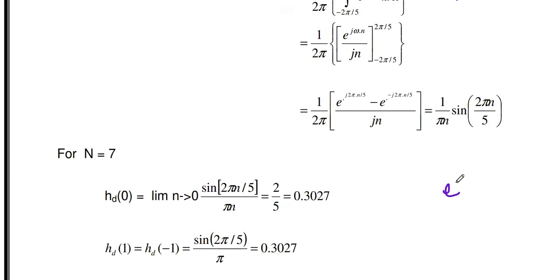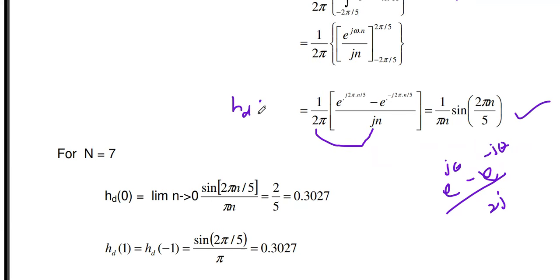Already you know the formula, e^{jθ} minus e^{-jθ} divided by 2j is said to be sine θ. So e^{jθ} minus e^{-jθ} divided by 2j, we can combine and write it as sine θ. So sine of 2πn by 5. The remaining is πn. So 1 by πn sine 2πn by 5. This is said to be the h_d of n. So this h_d of n is available for small n between minus infinity to infinity.